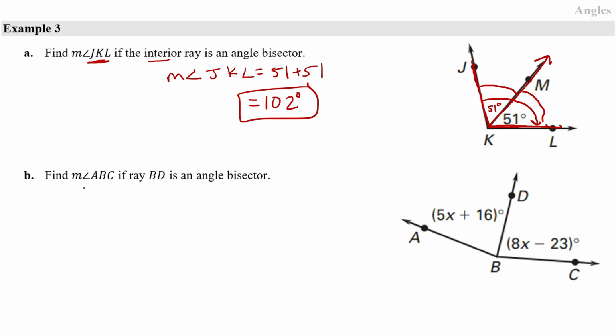For part B, find the measure of angle ABC. Angle ABC, here's A, goes towards B, sorry, towards C over here. Same thing as the last one. How much is the measure of that whole angle? Well, we're saying that the ray BD is an angle bisector. So if this ray is an angle bisector, then this angle is being cut into two equal pieces, so these are equal. And if these are equal, then I can say that 5x plus 16 equals 8x minus 23.